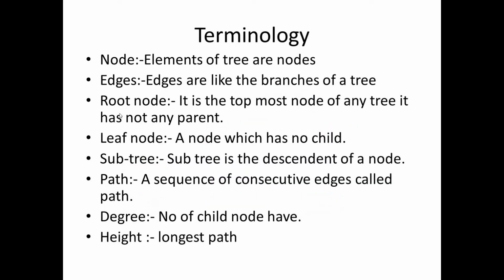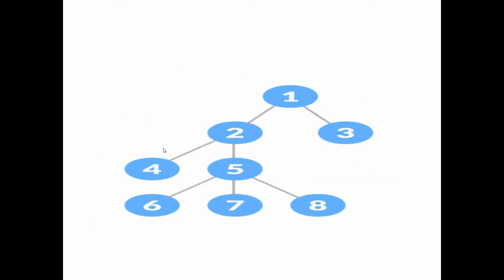Next, what are edges? Edges are like the branches of a tree. Think of it just like a branch. This tree has some branches. This is a branch, and this is called an edge. By using edges, nodes are connected. Nodes are connected from one node to another using edges. So we are saying edges are like the branches of a tree.